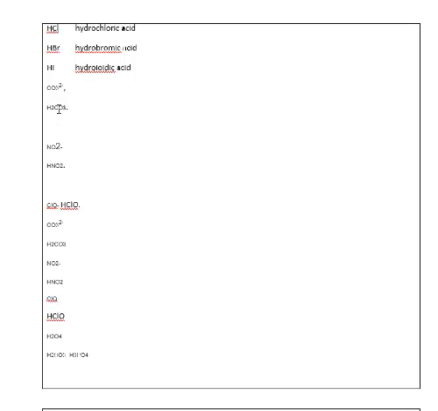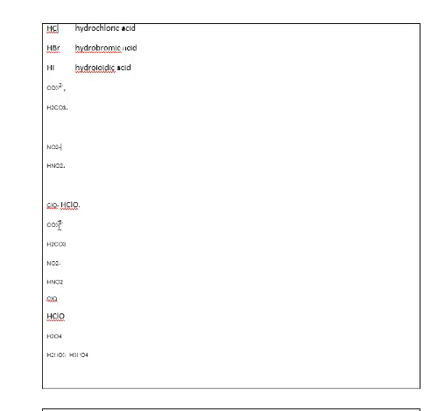Capital H, subscript 2, capital C, capital O, subscript 3. Capital N, capital O, subscript 2, superscript -1. Capital H, capital N, capital O, subscript 2. Capital C, lowercase l, capital O, superscript -1. Capital H, capital C, lowercase l, capital O.